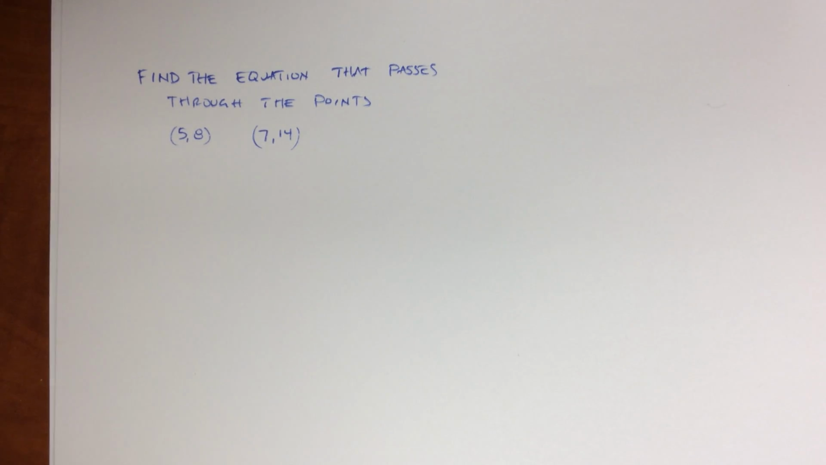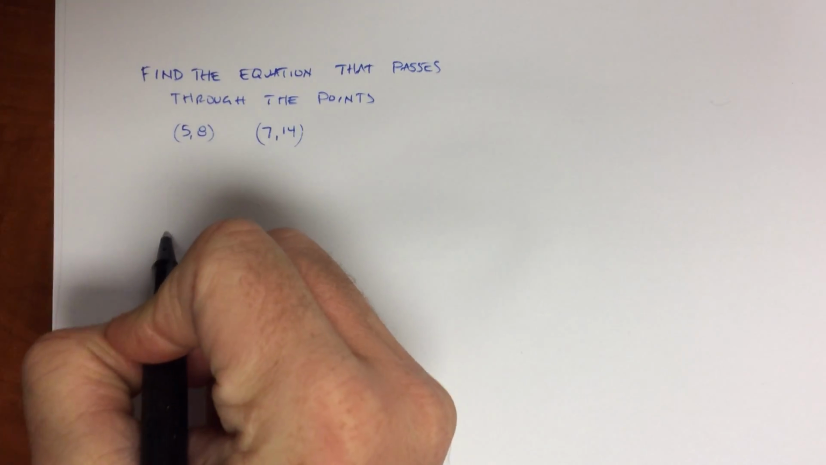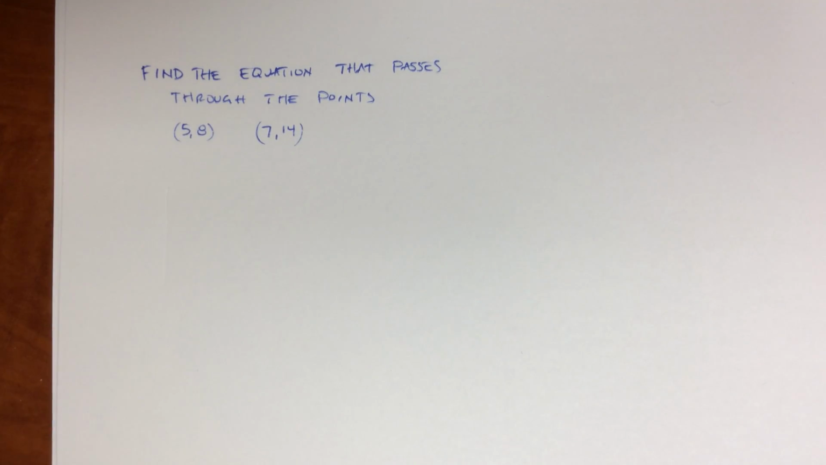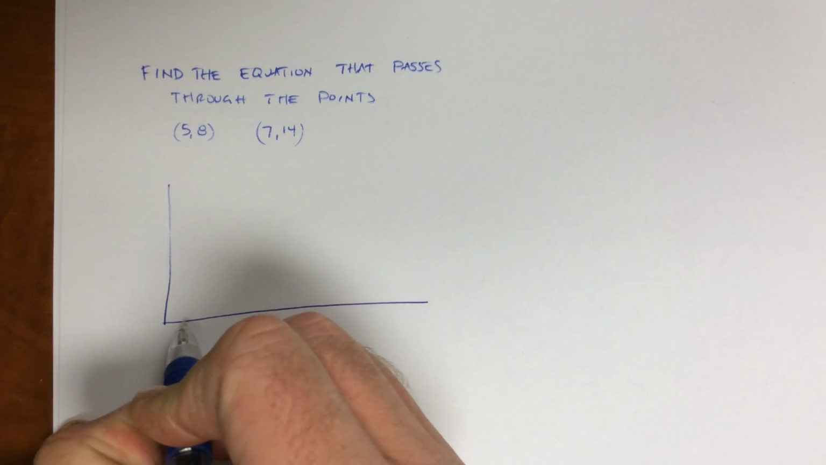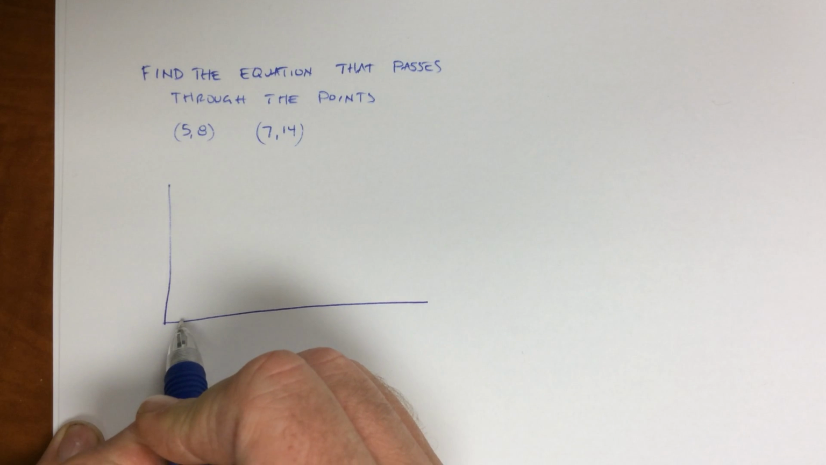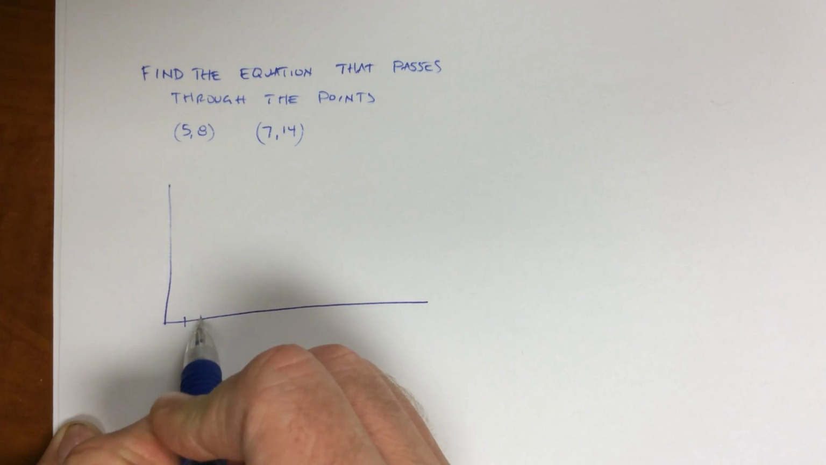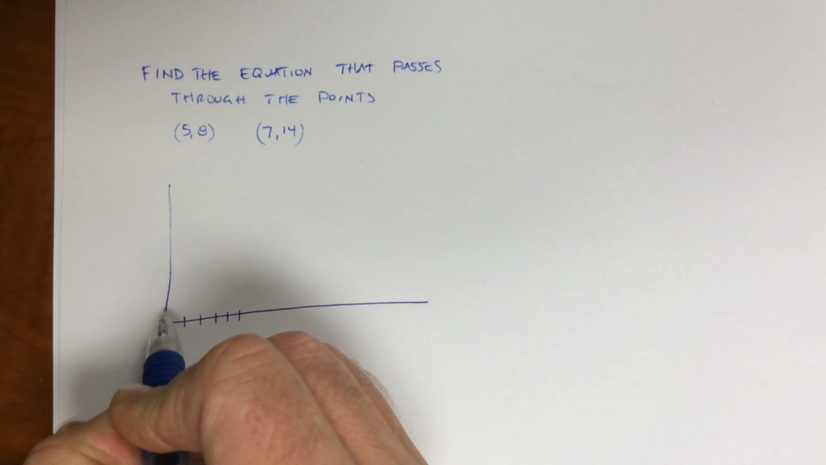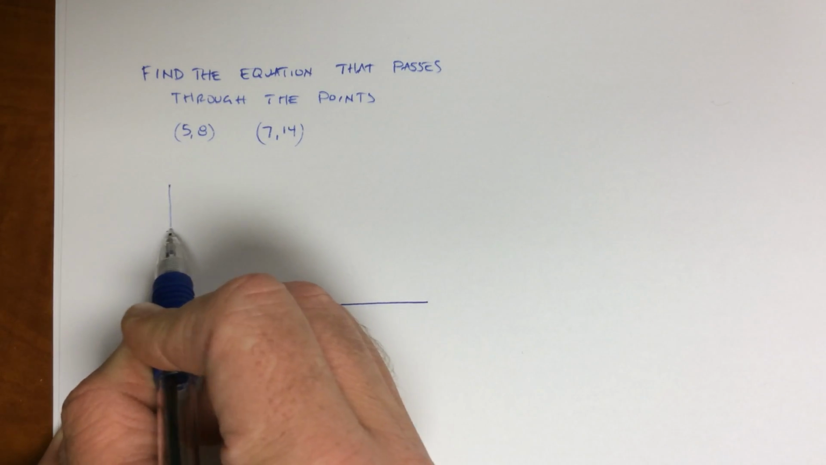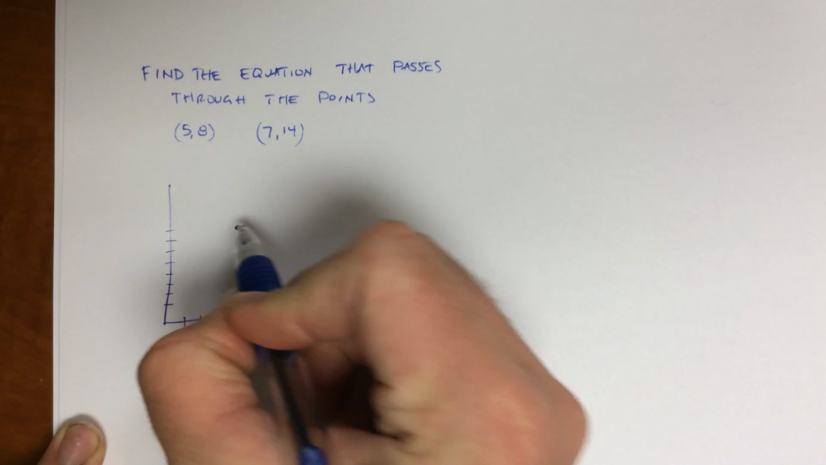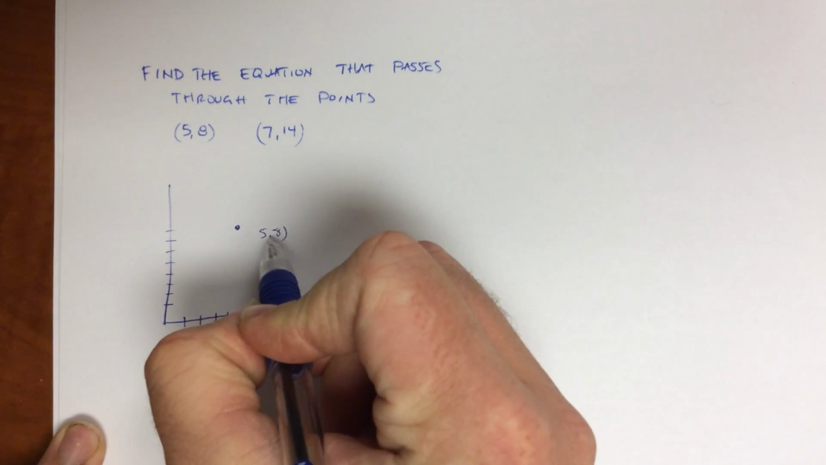So we want to find the equation that passes through the points (5, 8) and (7, 14). If we were to draw these out on a plane, what we'd see is that for the first point, the x value is 5: 1, 2, 3, 4, 5. The y value is 8: 1, 2, 3, 4, 5, 6, 7, 8. And there's our first point, (5, 8).